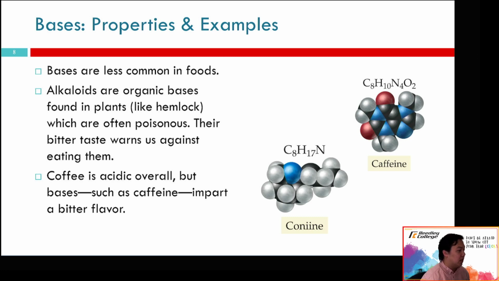Bases are much less common in foods. Alkaloids are a class of bases, and they are found in plants like hemlock, which are often poisonous, and their bitter taste warns us against eating them. Coffee overall is acidic, but caffeine is basic, and that's what makes it bitter. Deliciously bitter.